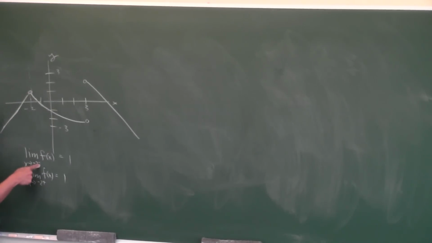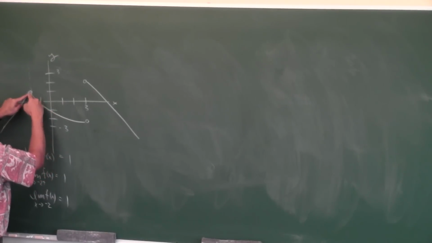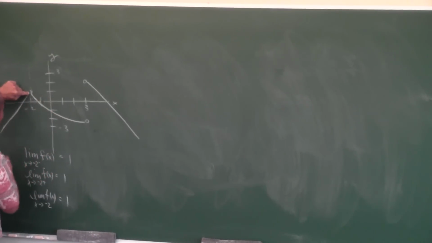So if we call this the left-hand limit, this is called the right-hand limit. If the limit from the left is 1, and the limit from the right is also 1, then the limit of this function as x approaches -2 is 1. In order for a limit to exist, it has to approach the same point from the left and the right, and it is. It's approaching that point. The y coordinate of that point is the answer.